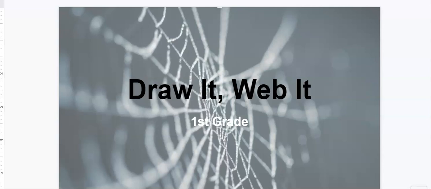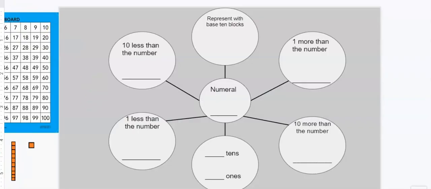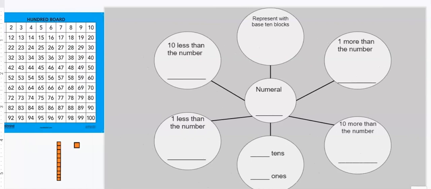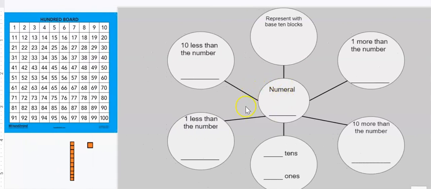With our numbers. It's going to be so much fun. So here we go. You see that I kind of have a big web, and in the middle of that web we're going to put our numeral, our number. And I am going to write a number.